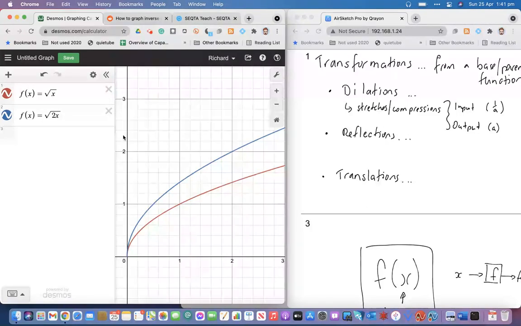Just mindful of these videos being too long. What I might do is I might stop the video here and start a new one looking at reflections and do a third one on translations, and then look at how that all ties together.